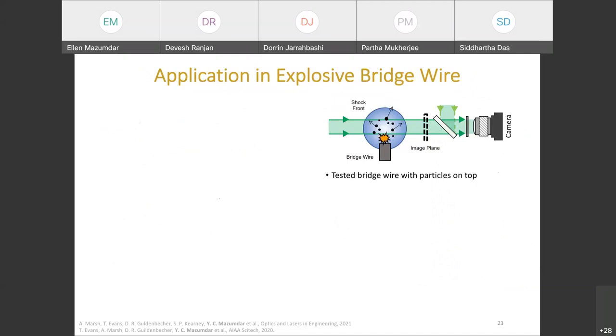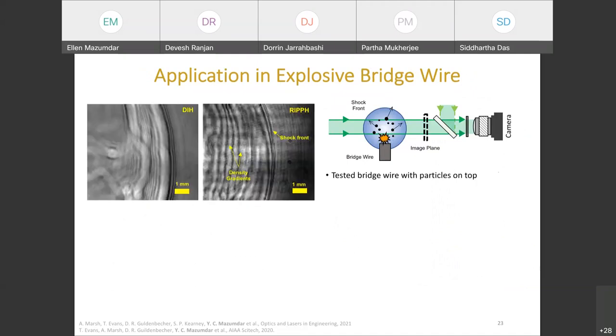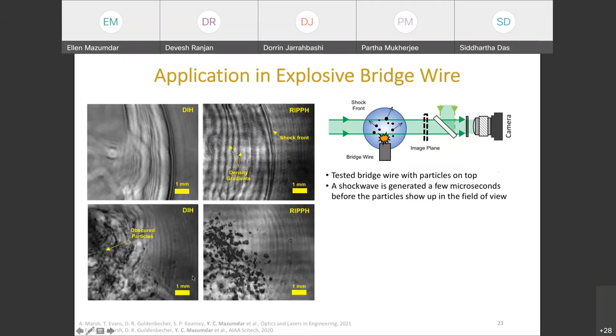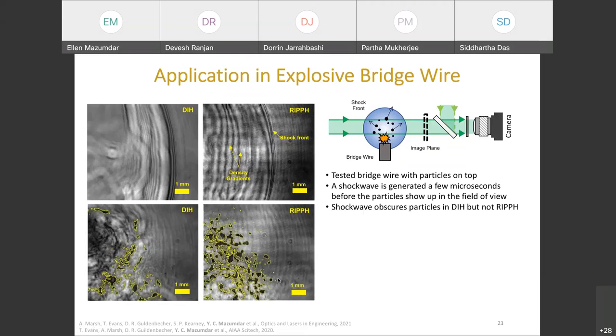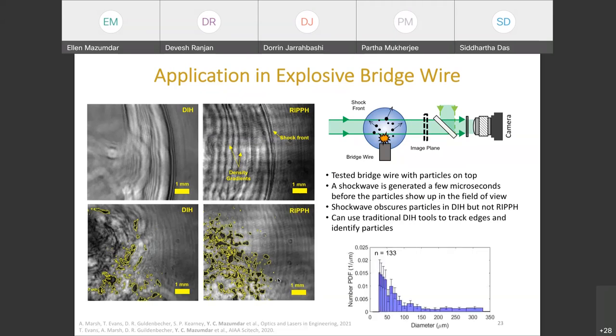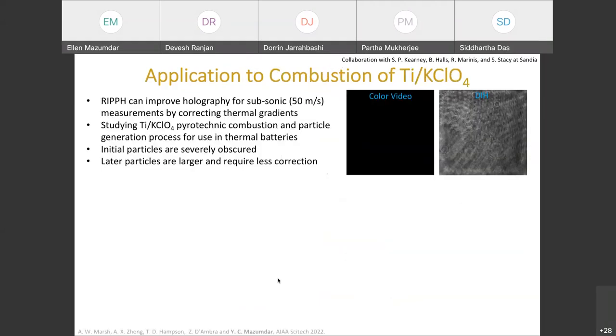All right, so I'm going to go into the last couple slides. This is the application on the explosive bridge wire. So this is an explosive bridge wire with shockwaves. The shockwaves come first, and then there's a bunch of particles behind it. And so by the time the particles come by, you get a digital inline hologram that's distorted. But when you apply RIF, you get these particles that you can see. And once you can see them, you can start tracking them, identifying them over time, and then you can get these really nice number distributions and statistics.